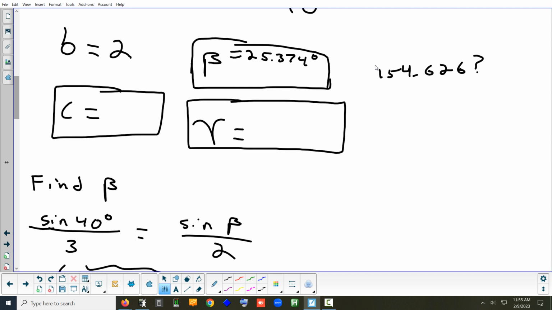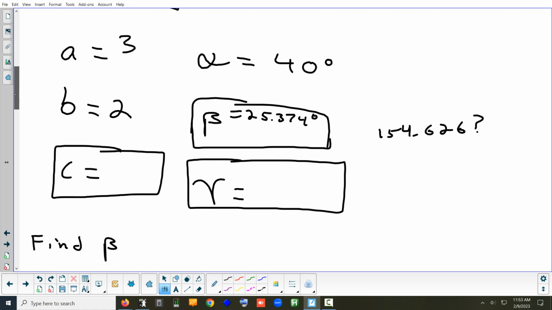So we know what the second answer would be. We have to figure out if it works. No. Why? Because it's just way too big. Because a triangle has a max. Angles have to equal 180. And that would already equal more than 180.